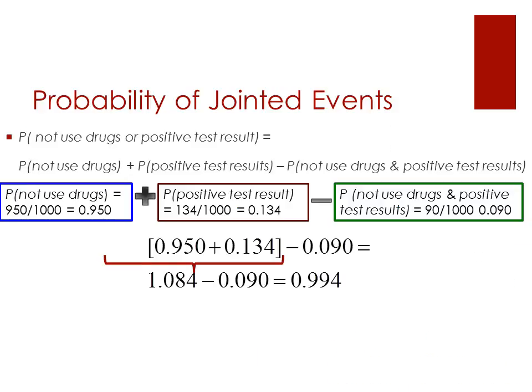All right, now we're going to plug this into our formula here. And we're going to take the P of not using drugs, which is 0.950. We're going to add the probability of positive test results, which is 0.134. And we're going to subtract out the probability of not using drugs and the positive test results because we have actually double counted that in our formula. When we go through this, we get the results that we see here below.